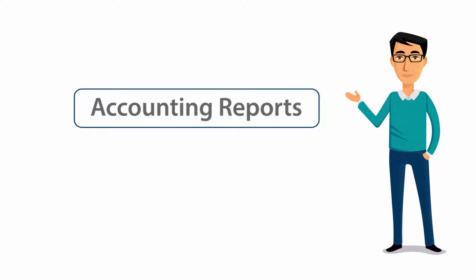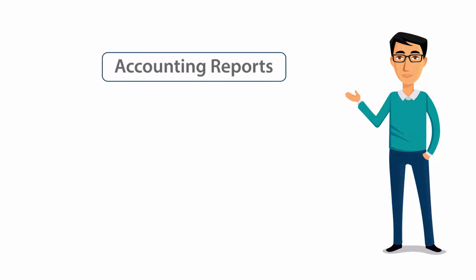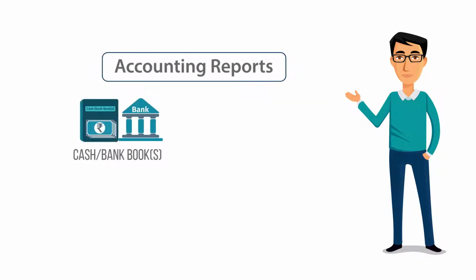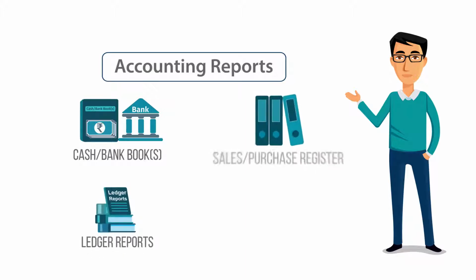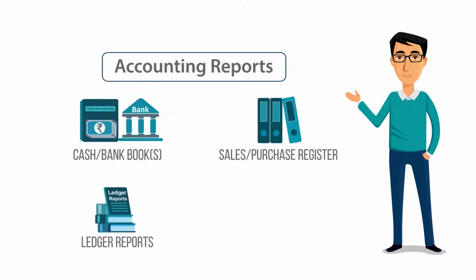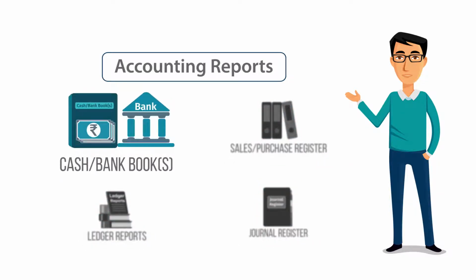In this session, you will learn about the powerful accounting reports in TallyERP 9. The reports we will discuss today are the cash and bank books, the ledger reports, sales and purchase register, and the journal register. Let's start with the cash or bank books.